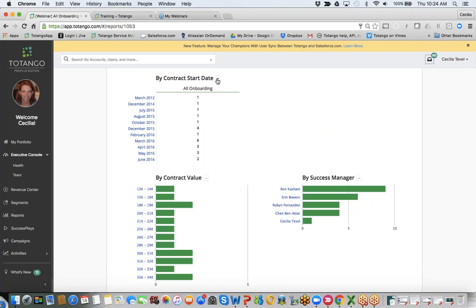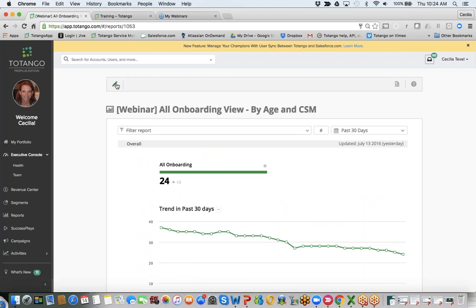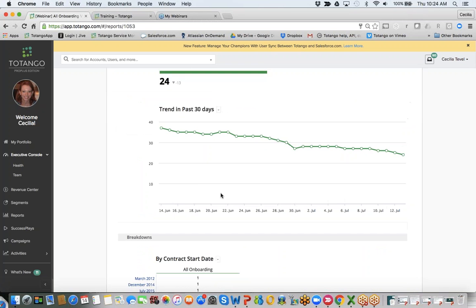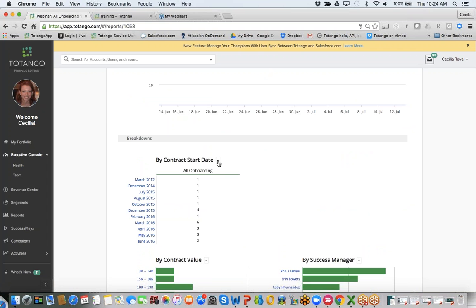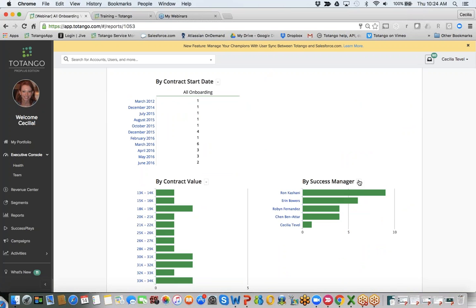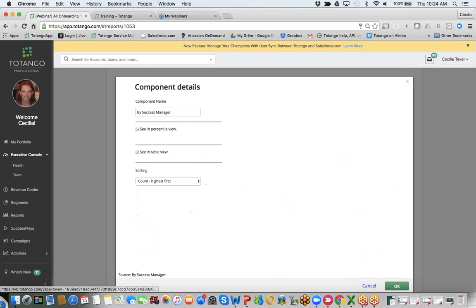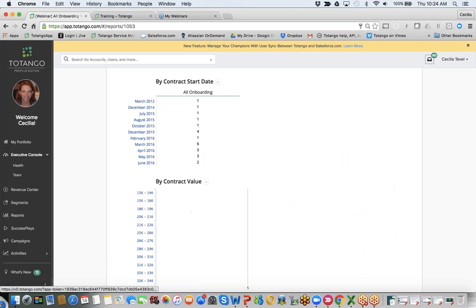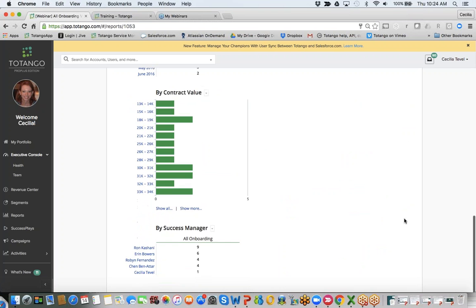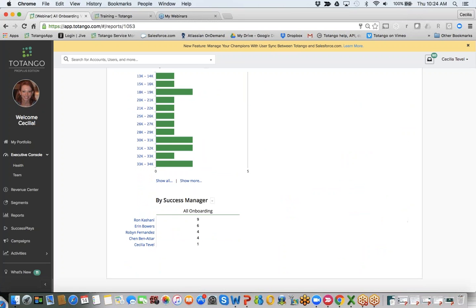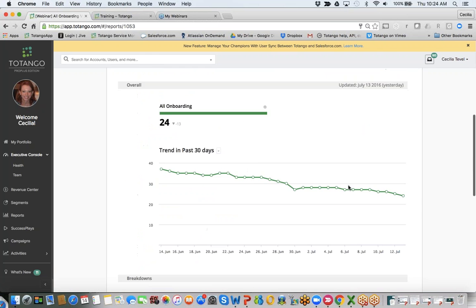As I mentioned before, the way this data is displayed, you can edit it and then change it. So if I go into edit mode, I can actually control how I see this information. And let me maybe do this for the success manager. I can edit the breakdown, and I can see it in the table view. And when I click on OK, I'll have a table with that information, and I'll simply see the counter of how many accounts are in each CSM's responsibility right now.